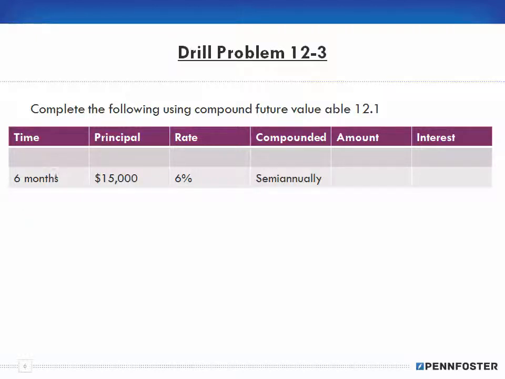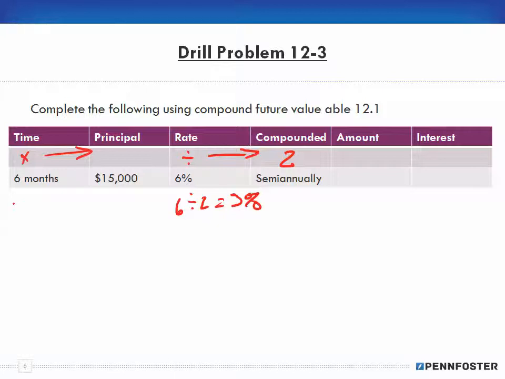Okay, we're looking here: my time frame is 6 months, my principal is 15,000, my rate is 6%, and I'm compounding semi-annually. Semi-annually means twice a year, right? So remember, with the rate, we're always going to divide by the compounding period. So 6 divided by 2 is 3%. And for the time, we're always going to multiply by the compounding period.